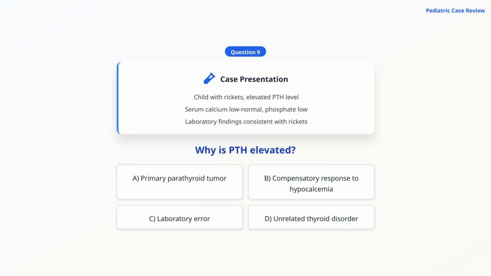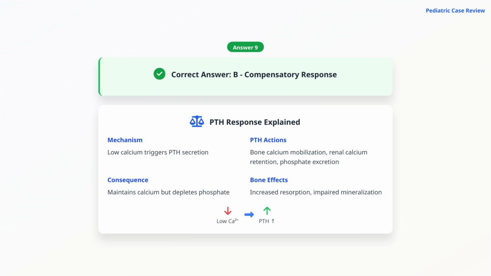Option A, primary parathyroid tumor. Option B, compensatory response to hypocalcemia. Option C, laboratory error. Option D, unrelated thyroid disorder. The correct answer is B, compensatory response to hypocalcemia.